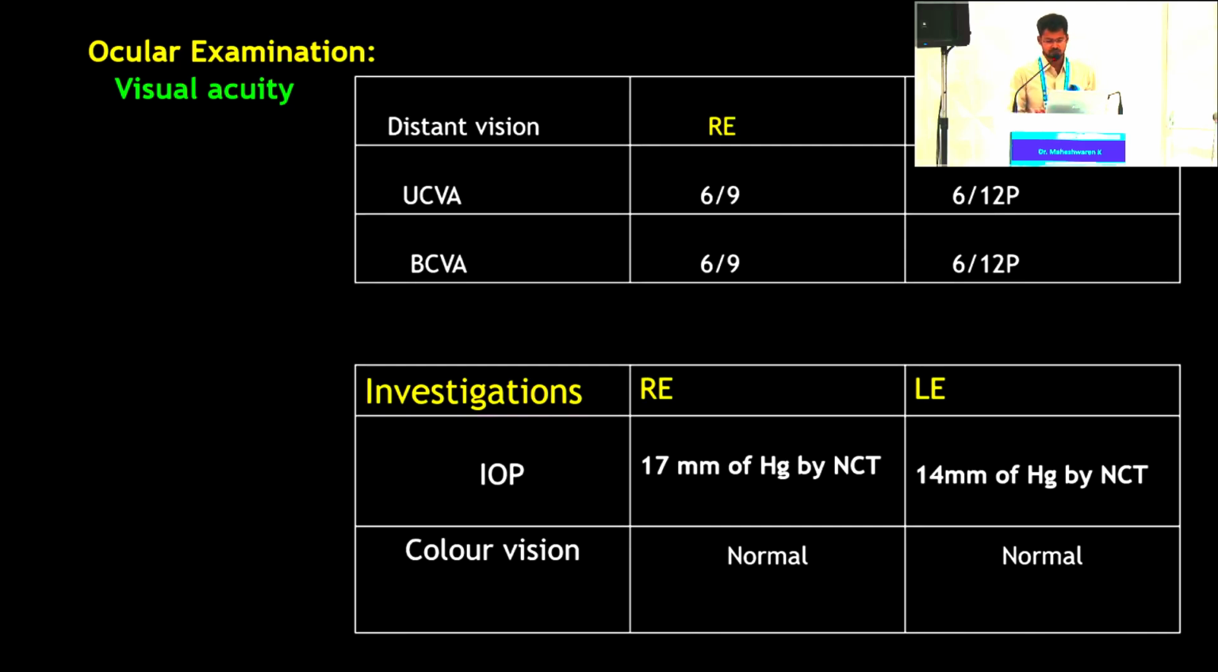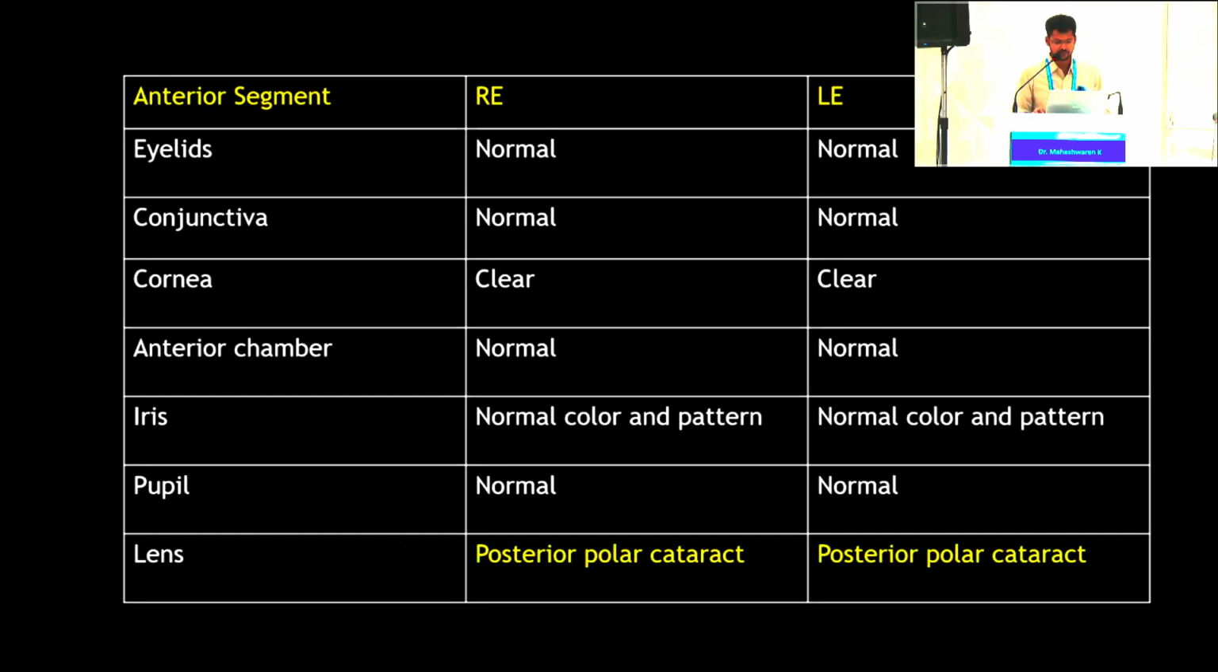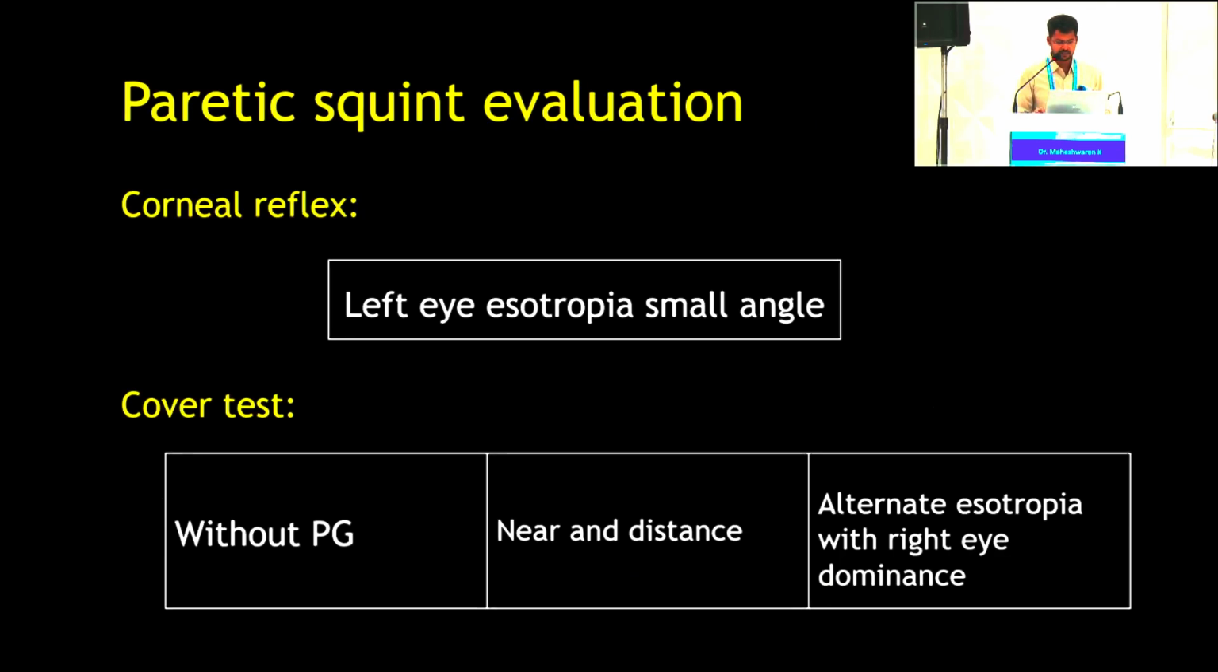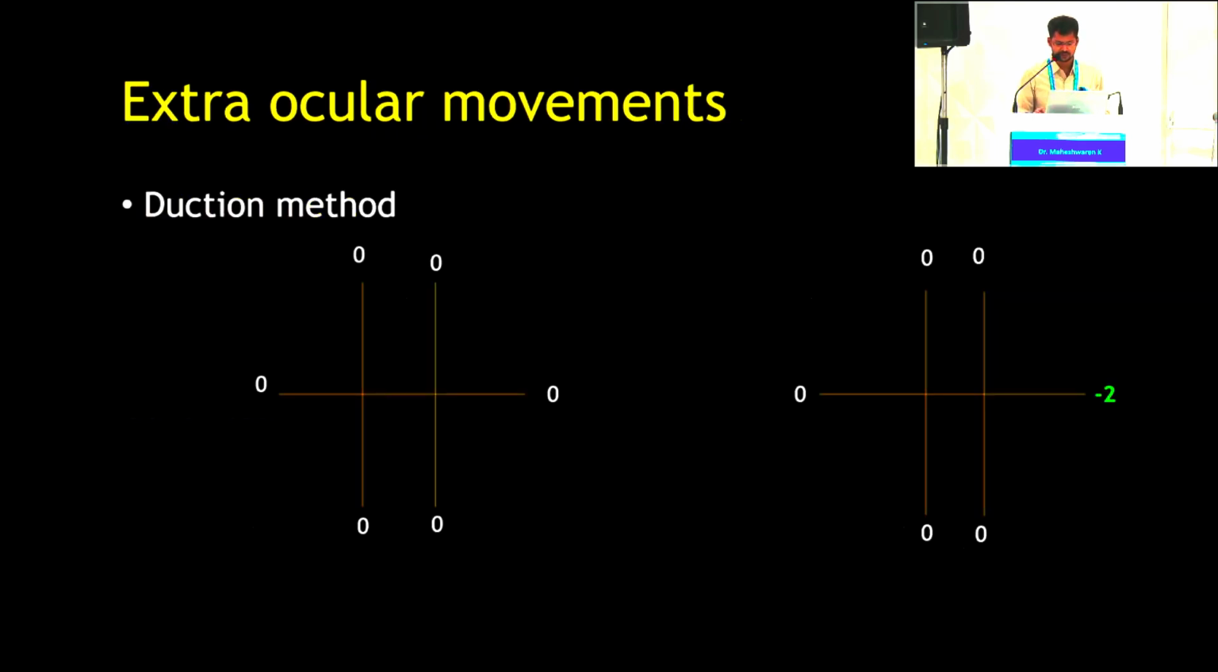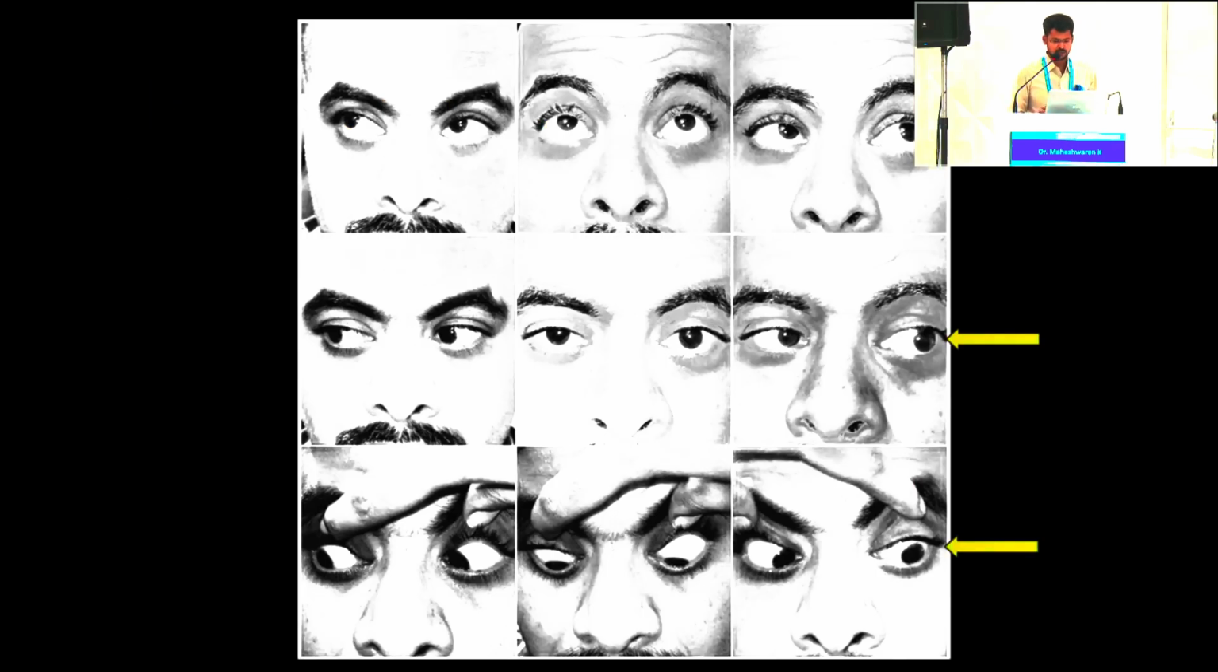In the left eye, best corrected visual acuity was 6/12 partial, intraocular pressure by non-contact tonometry was 40 mm mercury, and color vision was normal. In anterior examination, he had bilateral posterior polar cataract. In paretic squint evaluation, he had a small angle esotropia in the left eye. In cover test, he had alternate esotropia with right eye dominance. In extraocular examination, he had left eye abduction restriction, left eye levoelevation restriction, and levodepression restriction.